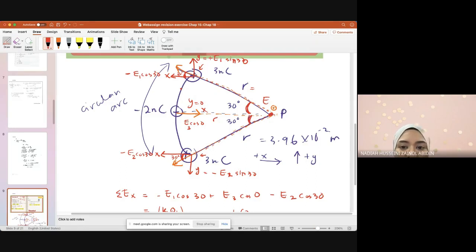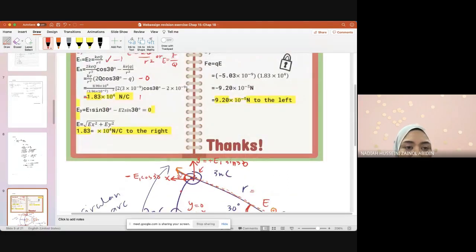So if they have the same magnitude and the same sine 30, one is positive, one is negative, so it becomes zero. So E1 sine 30 minus E2 sine 30 will give you a 0. So here he used the signs correctly, so he will get marks, betul.